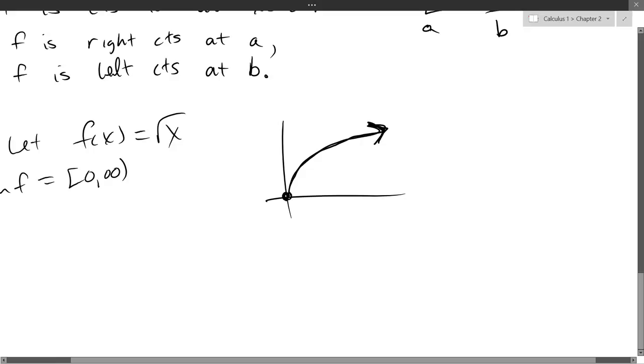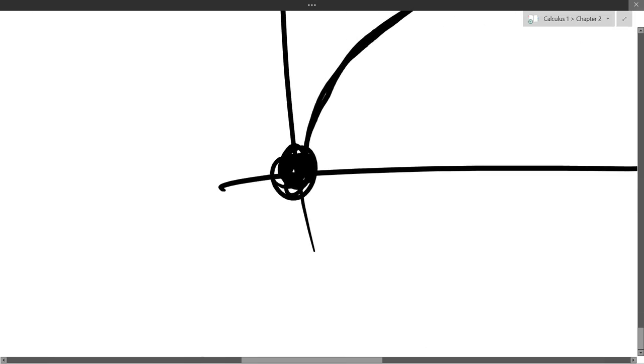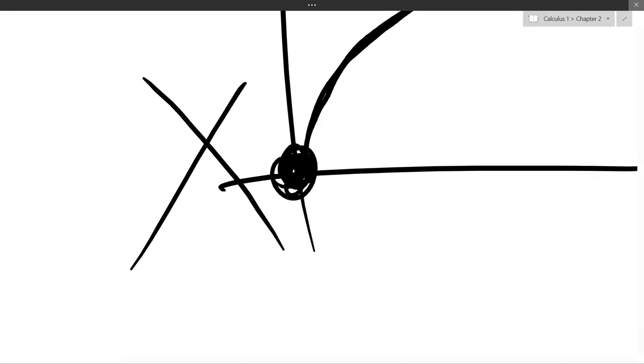And now what happens at 0? If I zoom in, I am continuous if I go to the right. But it doesn't make sense to talk about going to the left. There's no to the left. There's nothing over here, so I can't go to the left. So I would be continuous on the closed interval 0 to infinity.